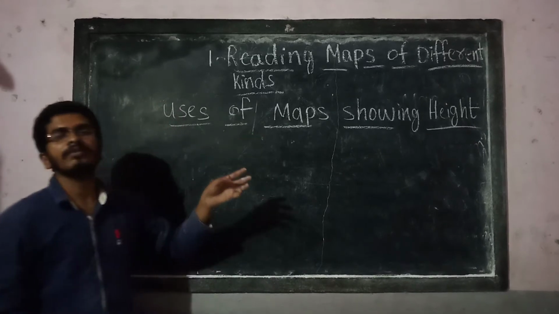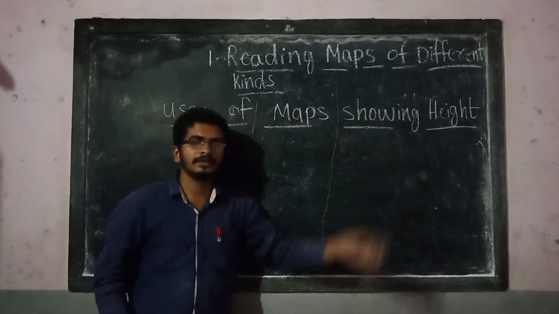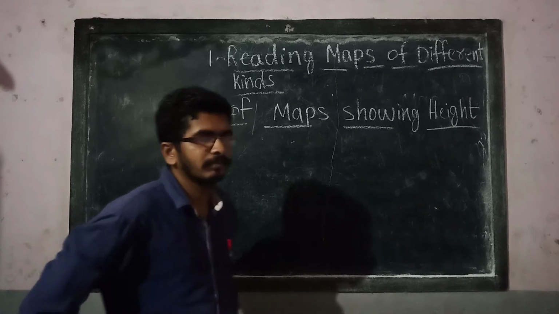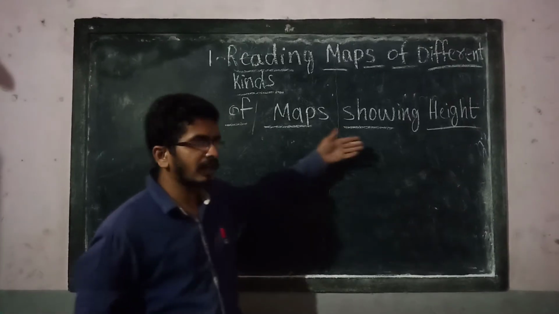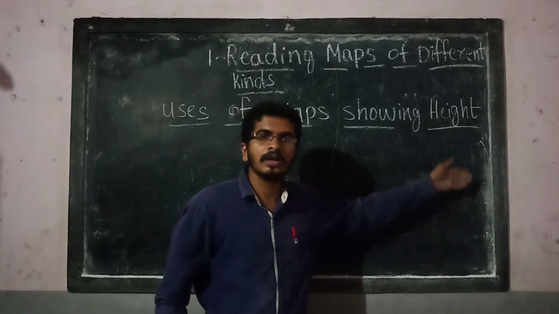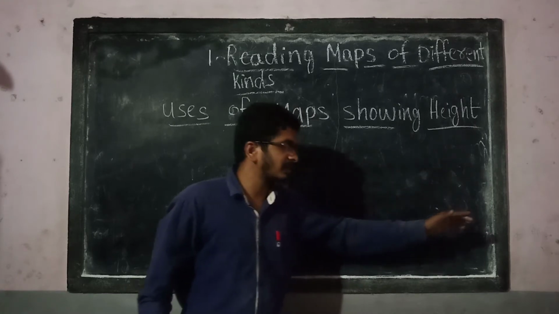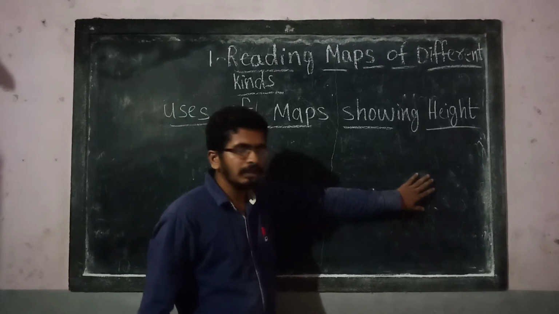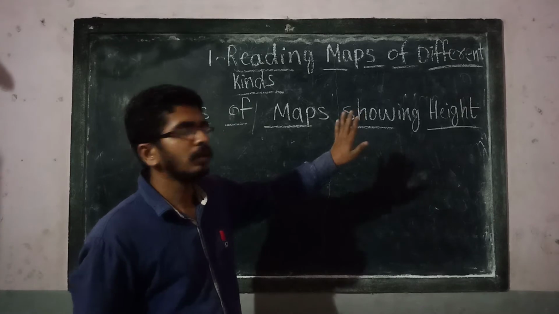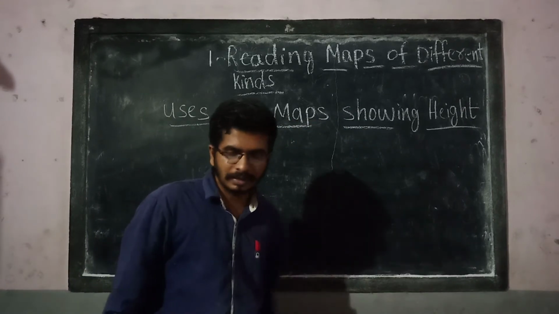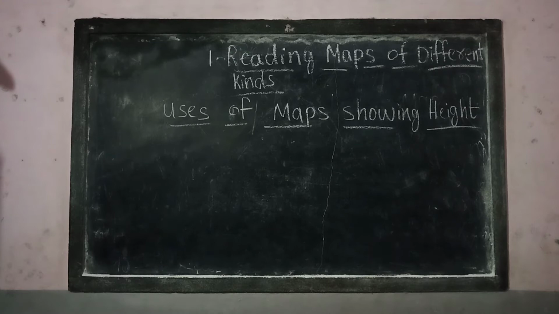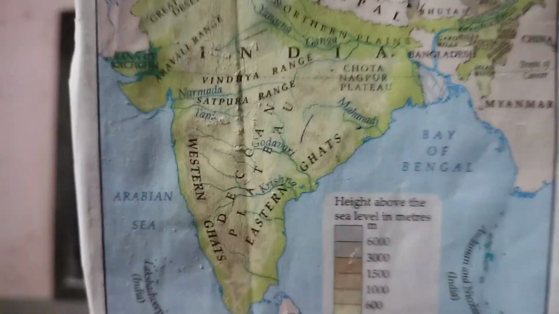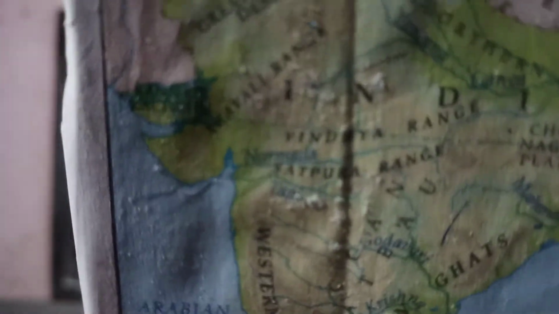So what are the uses of this map showing height? How will it be used? We have seen green color, brown color, orange color, dark brown color, and in some cases yellow color. If the height increases in the physical map, we see many colors, right? So what are the uses of these maps? Now we'll learn. Now you can see the map once again, with different colors. So what are the uses of these maps?